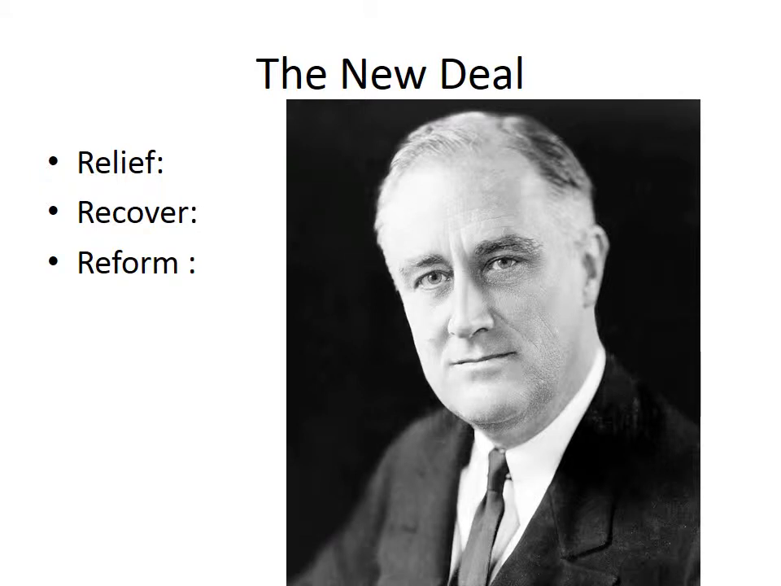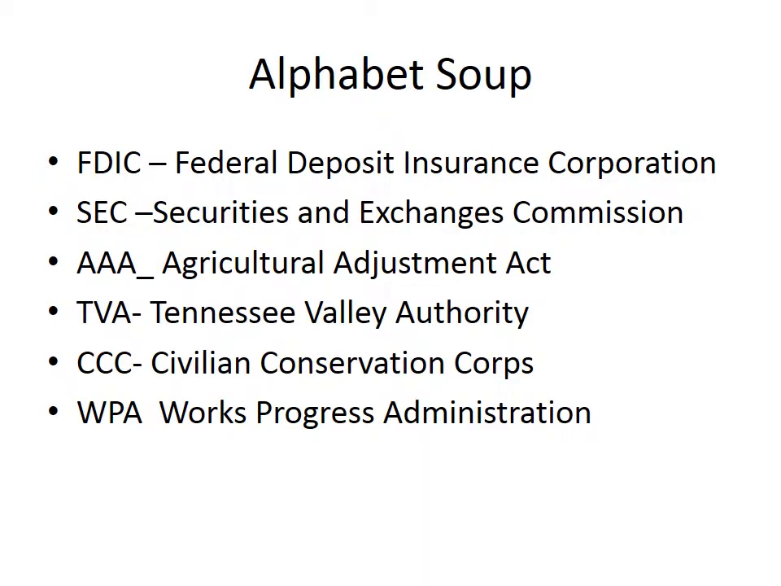called relief, recovery, reform, or the 3 R's. Those are his goals, right? In his first 100 days in office, he's going to start passing lots of legislation to do this. A lot of people call it the alphabet soup of FDR: the FDIC, the SEC, the AAA, the TVA, the CCC, the WPA, and it goes on and on.